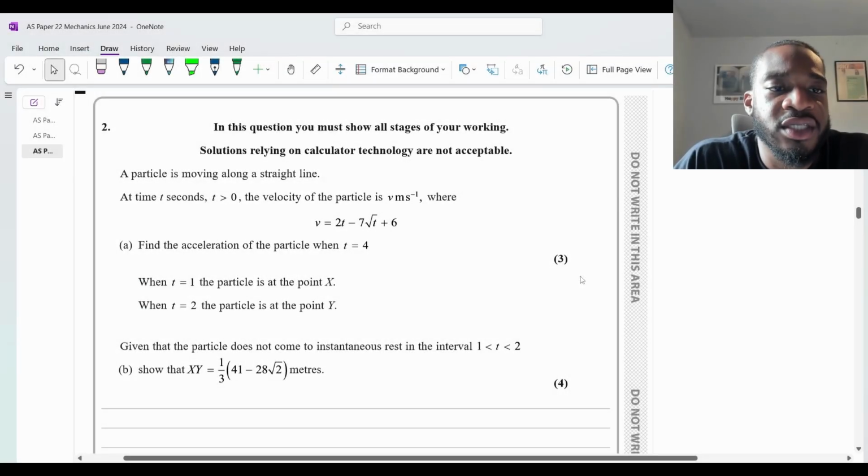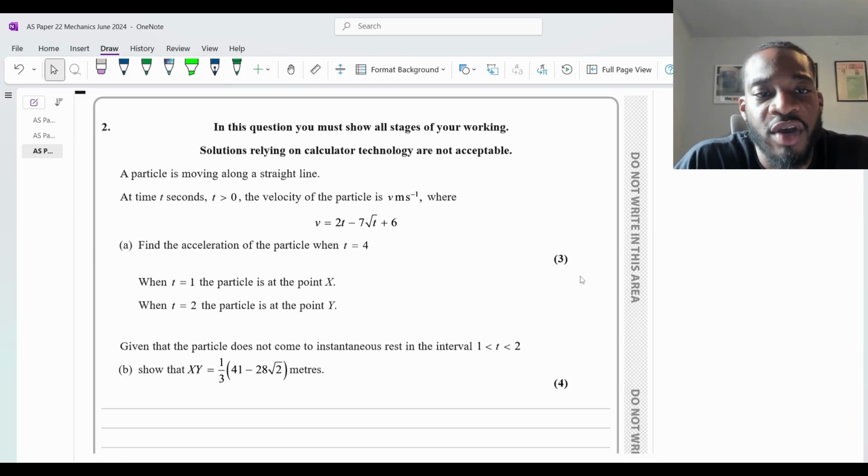Okay, so question two says a particle is moving along a straight line. At time t seconds, t is greater than zero. The velocity of the particle is v meters per second, where v is equal to 2t minus 7 root t plus 6. Part A says find the acceleration of the particle when t is equal to 4 for 3 marks.